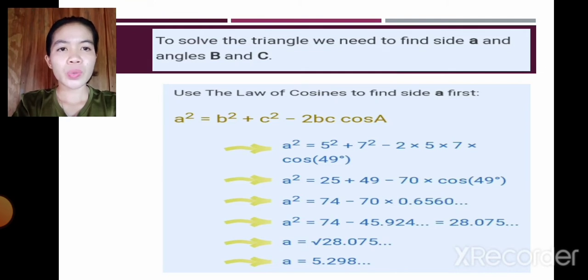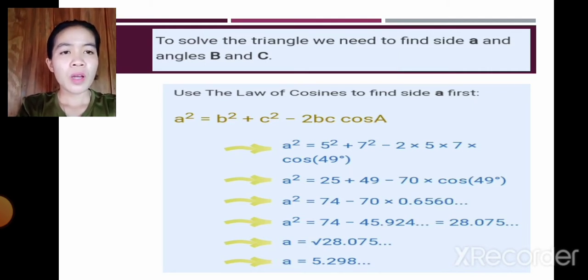A squared is equal to B squared plus C squared minus 2BC cosine A. So, let's substitute the values into our formula. A squared is equal to, the value of B is 5, so 5 squared, plus the value of C is 7, 7 squared, minus 2 times the value of B and C, which is 5 and 7, so 2 times 5 times 7 times cosine, the value of A is 49 degrees.